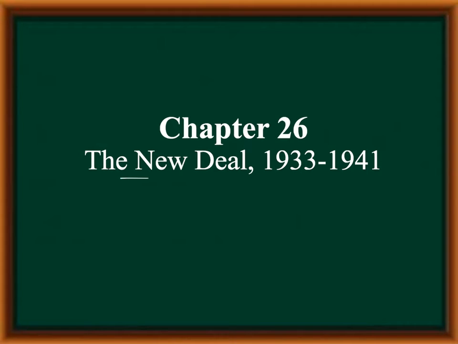Chapter 26, The New Deal, 1933 to 1941. So there are a lot of slides in this PowerPoint because we're going to hit and run on a lot of topics. But they all have to do with the New Deal and the programs that were put in place by FDR to try to curb the effects of the Great Depression. So we'll be looking at that and then how the New Deal affected blacks and Native Americans. And then we'll end with the beginnings of World War II.